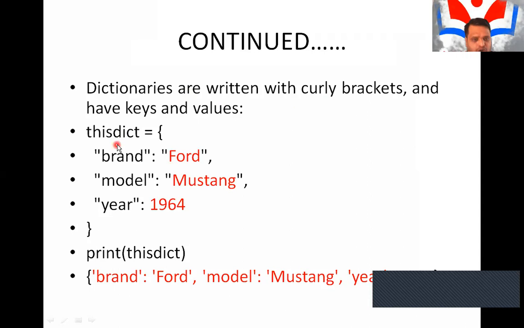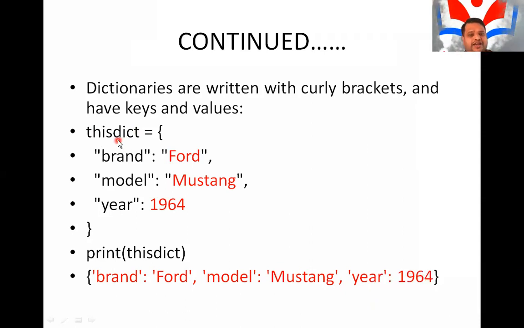Now we'll see how dictionaries are declared. What is the syntax for declaring dictionaries? In this particular slide I have used this dict. This dict is nothing but the dictionary name, and this dictionary name is user defined. What do you mean by user defined? User defined means the user is going to specify the name for it.